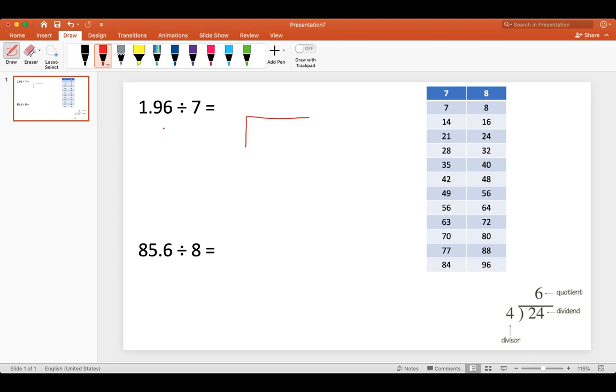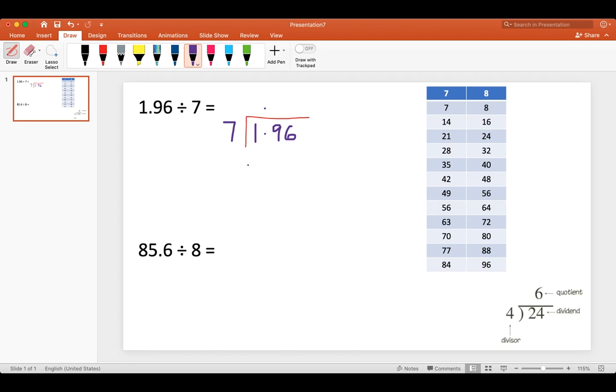So the divisor in 1.96 divided by 7 is 7. The dividend in this question is 1.96. And take note of where the decimal is. If we've got a decimal here, then we're going to have to put a decimal directly above it in our answer, in our quotient position.